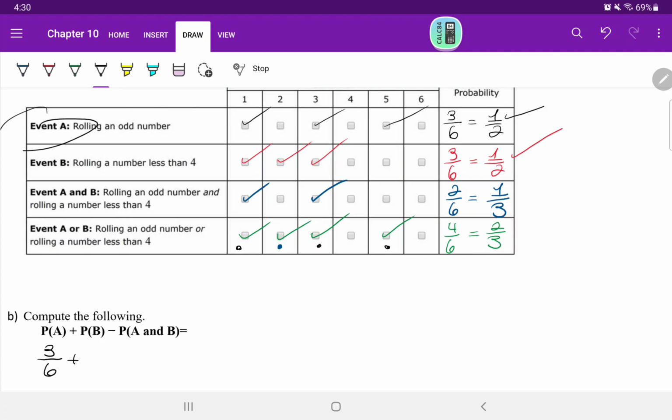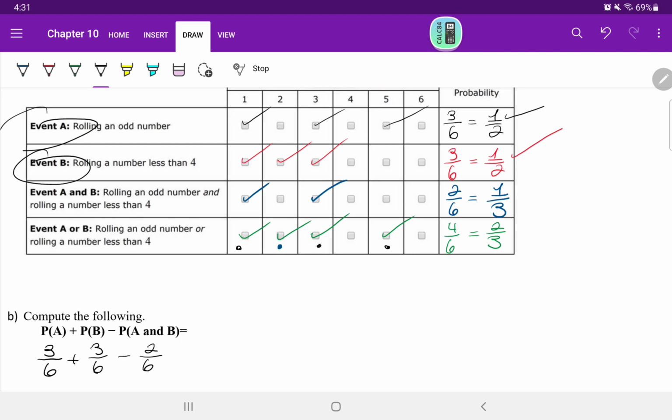When I computed the probability for event B, we also got 3/6, which is also 1/2. Minus the probability of A and B. When I computed the probability for event A and B, that was 1/3, but its non-reduced form is going to be 2/6. We use the non-reduced form because they have the same denominator, and when I'm adding or subtracting fractions, we want to have the same denominator.